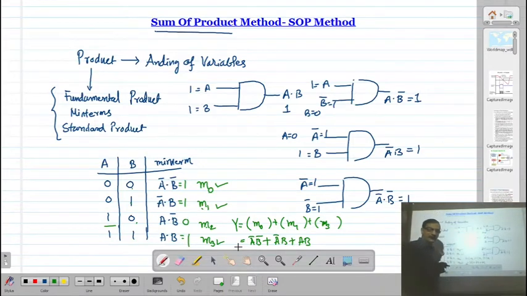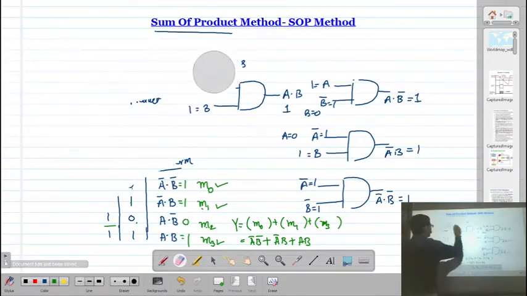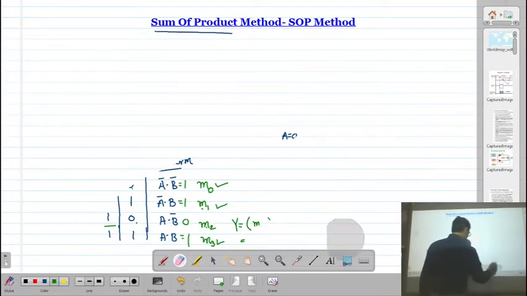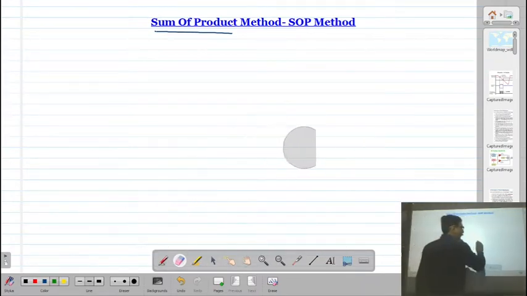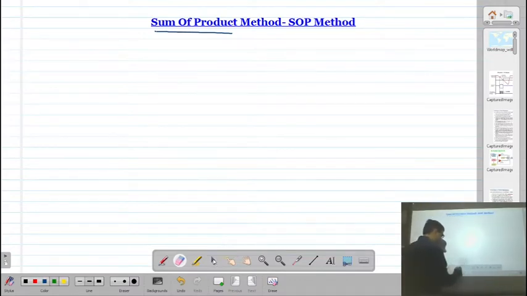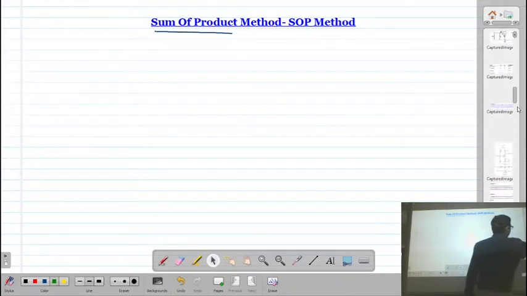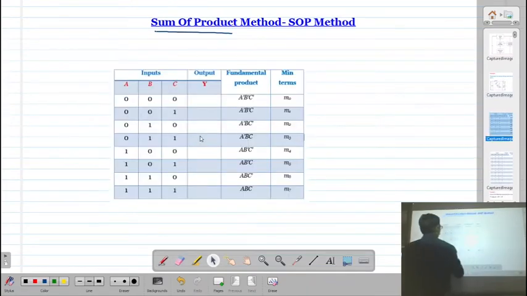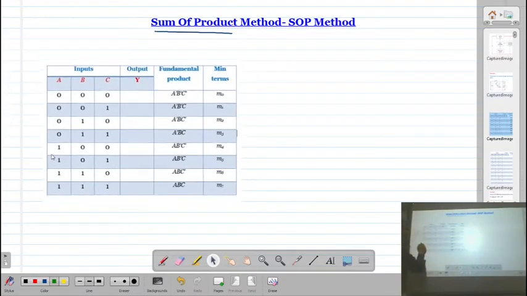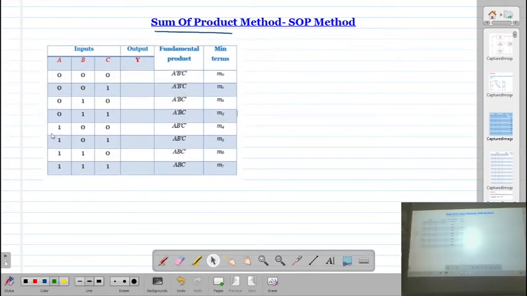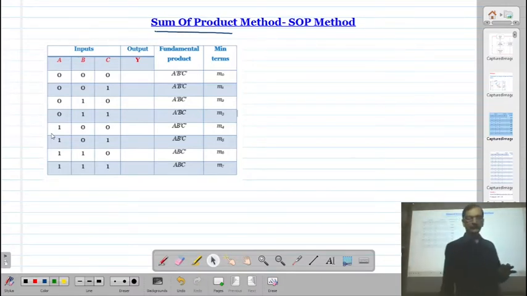Correct? Now we will take an example of 3 variables. Then I think the idea will be very clear to you. Okay, so look at this truth table. We have 3 variables A, B, and C. Then how many combinations will be there? There will be 8 combinations.